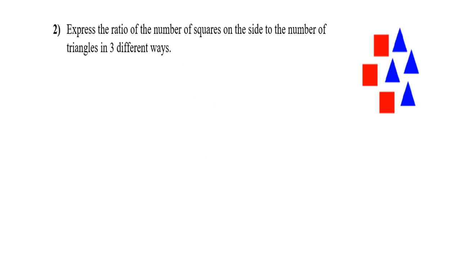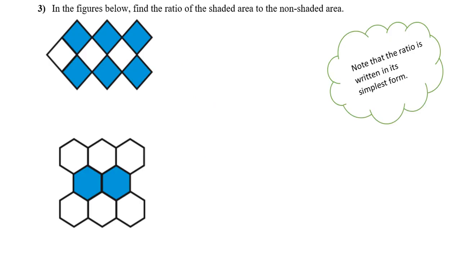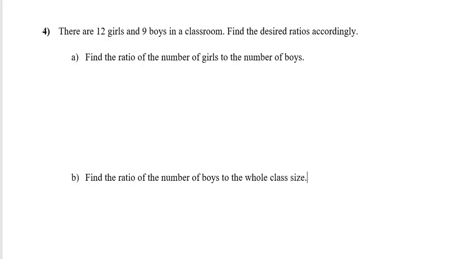And this is my second question. This is a basic question. Express the ratio of the number of squares to the number of triangles in 3 different ways. And the third question was, in the figures below, find the ratio of the shaded area to the non-shaded area. I also pasted a note: the ratio is written in the simplest form.